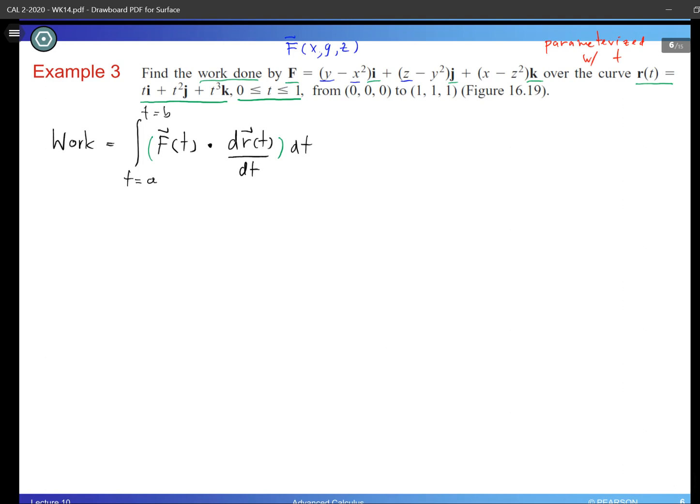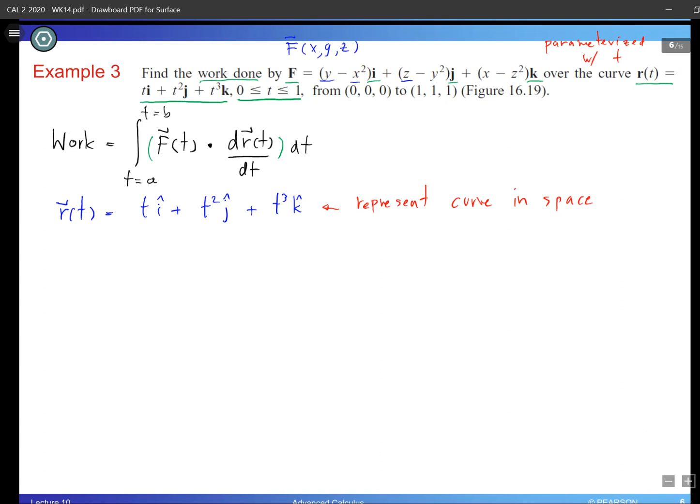Now let's take a look at the information that we have. Let's start with the curve. So we have this parameterized curve in terms of time. This position vector r(t) at different time is going to be equal to t i, first component, plus t squared j, second component, and last component t cubed k. So what you see right here represents the curve in space, the curve that we need to take in space.